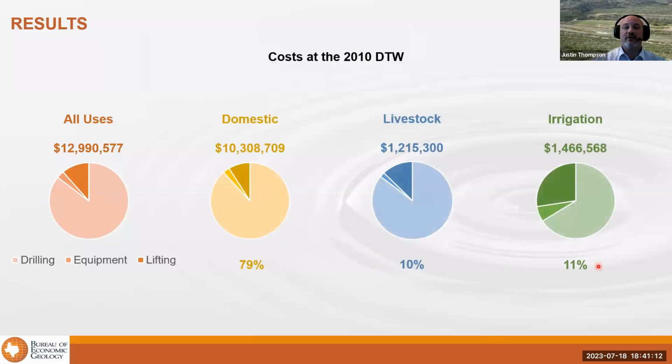And here again, I didn't put it all here, but it's the same convention, right? The lightest color is drilling, right? Then the next color is equipment, and then the darkest is lifting energy.